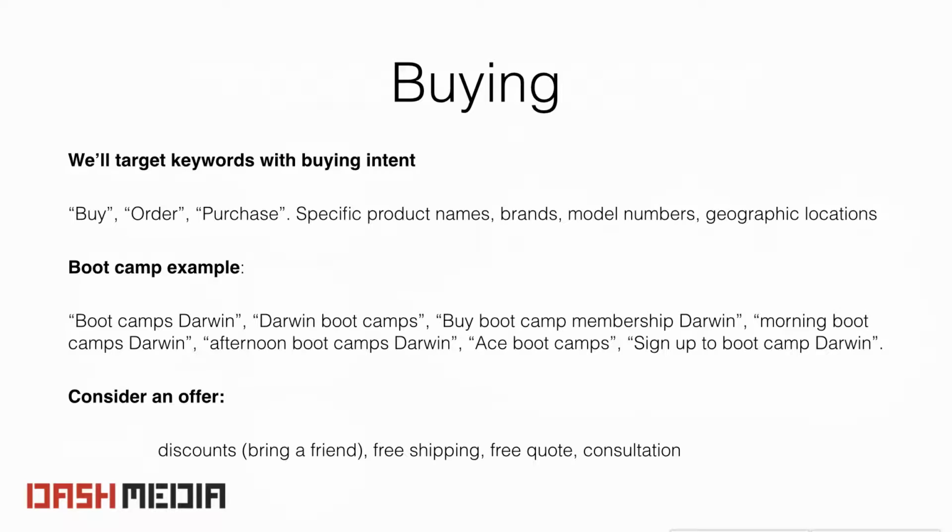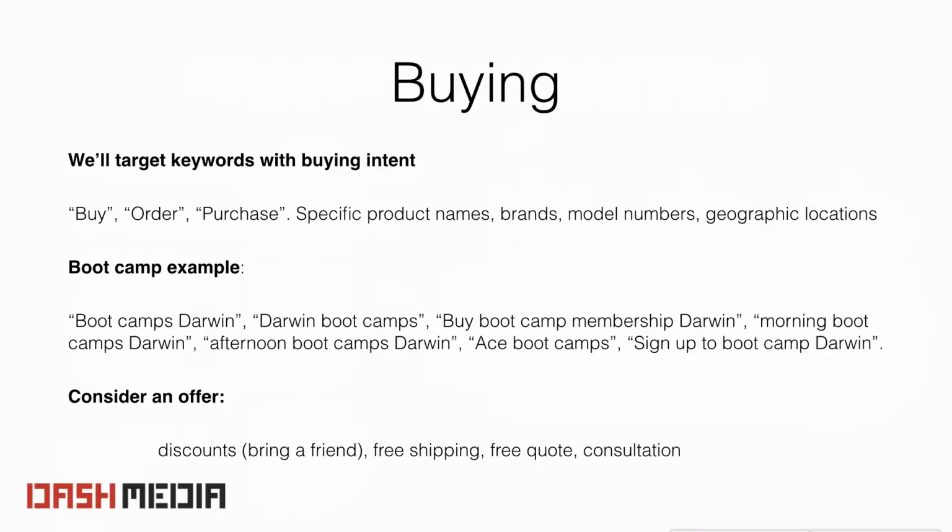They're going to say that to their friends, and their friends are going to jump on Google and type in Ace Bootcamps. Well, great. That's a perfect opportunity to put a targeted ad in front of that person, because they are showing a high level of buying intent, aren't they? They're specifically looking for your brand. Excellent. And of course, things like sign up to Bootcamp Darwin. Somebody who types in sign up to Bootcamp in Darwin obviously has a very high level of purchasing intent. They are looking to take action right now.